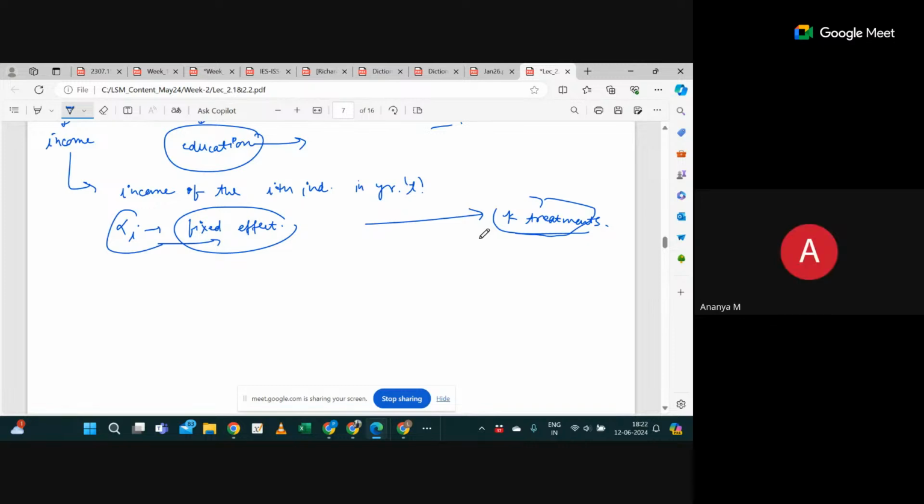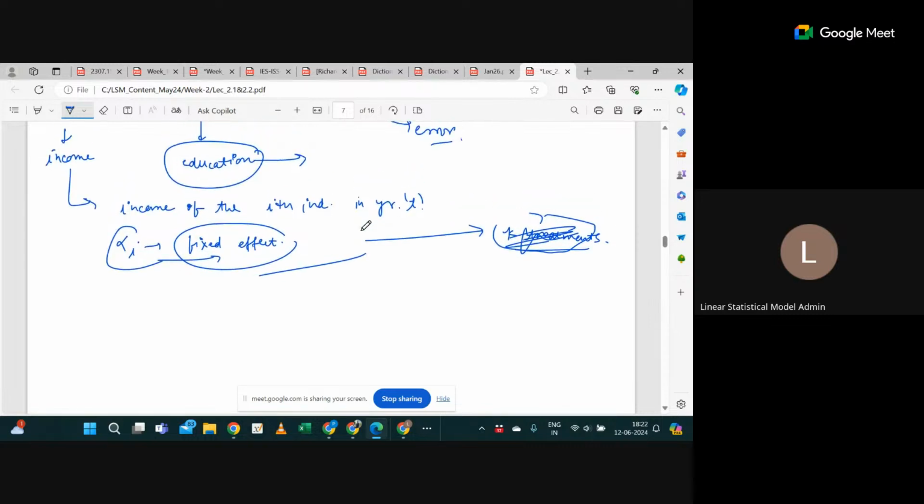I didn't understand the treatments part. Okay, forget about the treatment part. What about this? We are assuming our alpha i to be some fixed effect in determining the income of that person. Correct. And if I write the random effect model, in the same scenario this alpha i will be random. Let me take another example for the treatment case.